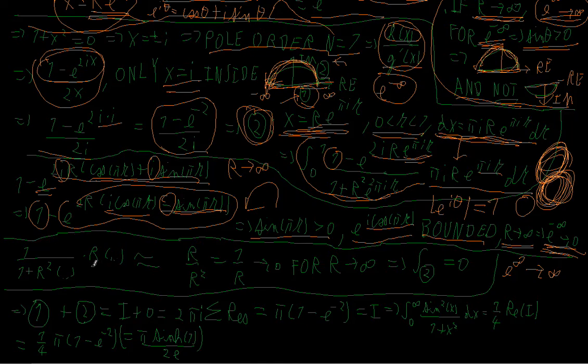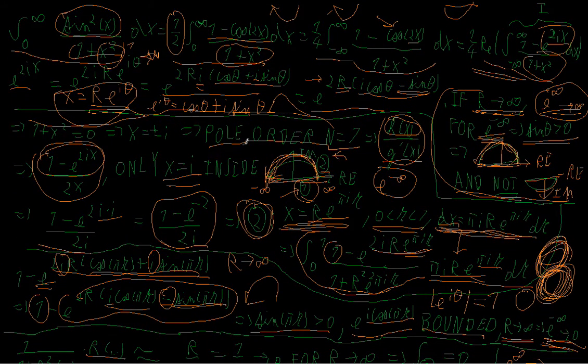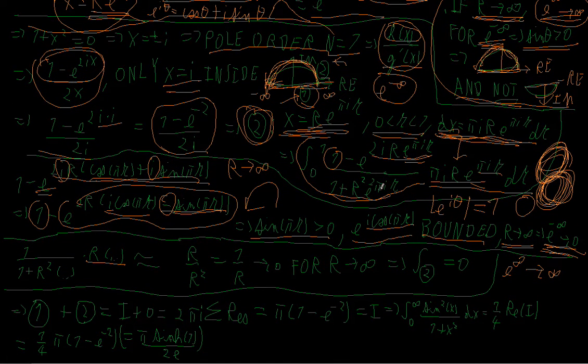Why? Because we have this r here from the dx that pops up here, and in the denominator we have x squared, and there we replace x with this r e to the pi i t, so squared it will give us this r squared e to the 2 pi i t.